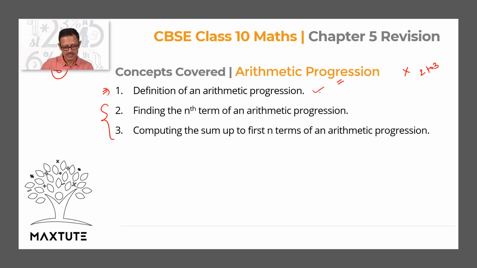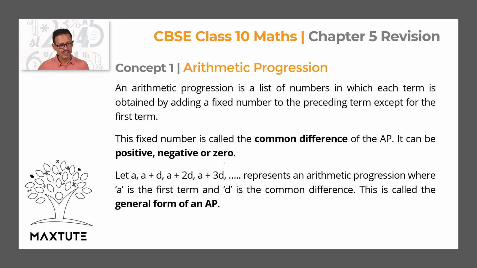Let's start with the first one, which is the definition of an arithmetic progression. An arithmetic progression is just a list of numbers which satisfies this property, in which each term is obtained by adding a fixed number to the preceding term, except the first term. Obviously, the first term does not have a preceding term.